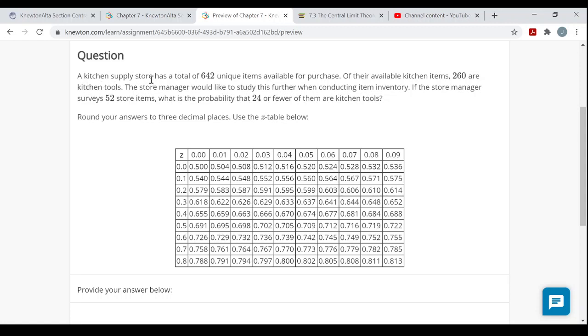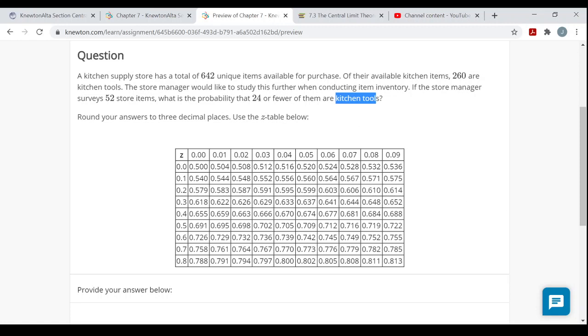A kitchen supply store has a total of 642 unique items available for purchase. Of their available kitchen items, 260 are kitchen tools. The store manager would like to study this further when conducting item inventory. If the store manager surveys 52 store items, what is the probability that 24 or fewer of them are kitchen tools? All right, so being a kitchen tool is a success.